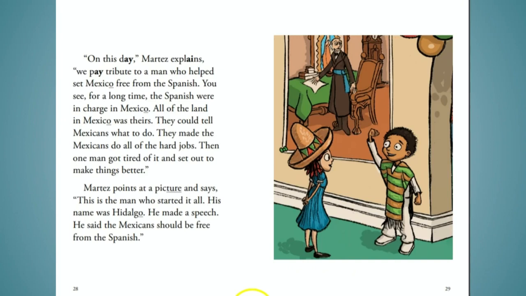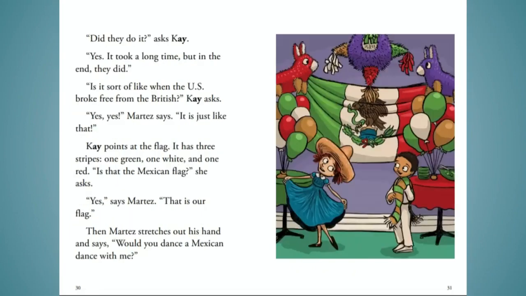All of the land in Mexico was theirs. They could tell Mexicans what to do. They made the Mexicans do all of the hard jobs. Then one man got tired of it and set out to make things better." Martez points at a picture and says, "This is the man who started it all. His name was Hidalgo. He made a speech. He said the Mexicans should be free from the Spanish."